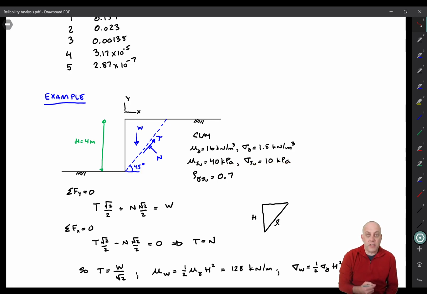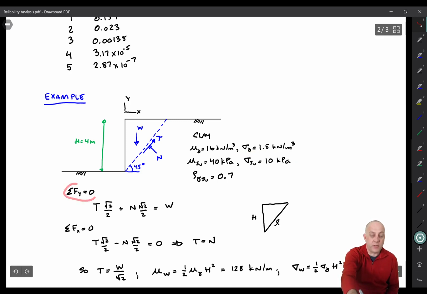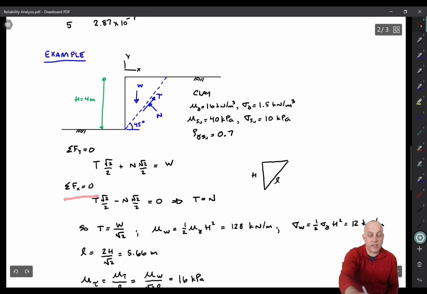The load, we do have to do some calculations because we have a random variable for unit weight, and we have to do the physics by statics to get it. So I'm solving for sum of forces in the y direction, that's vertical, and you end up with this equation. Then we have sum of forces in the x direction, and that tells us that T has to be equal to N, and then you plug in T equals N up here, and you can get T is equal to W over root 2.